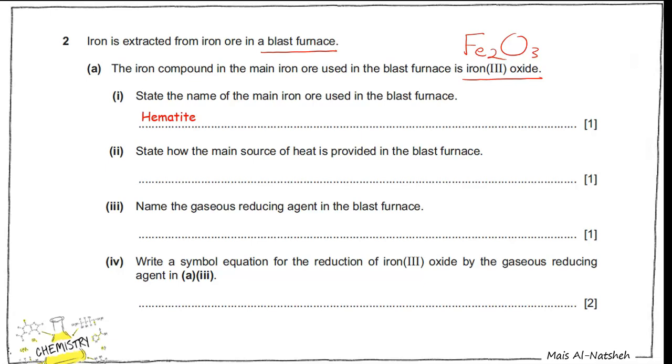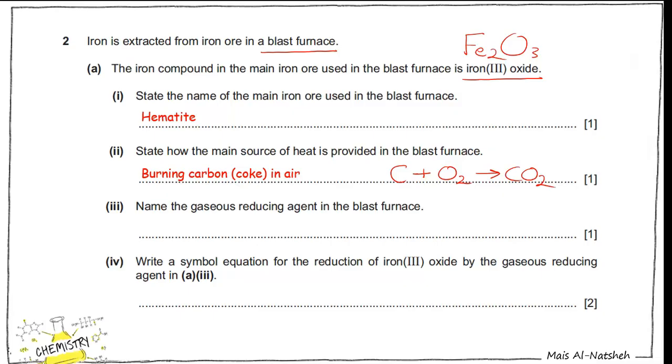State how the main source of heat is provided in the blast furnace. Now, in the blast furnace, first stage carbon from coke reacts with oxygen from air to form carbon dioxide. This is combustion reaction, which is exothermic and releases heat in the blast furnace. So that's how the blast furnace is heated, by burning carbon from coke in air. Next.